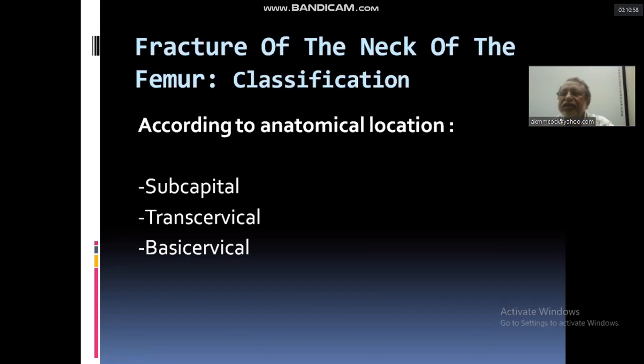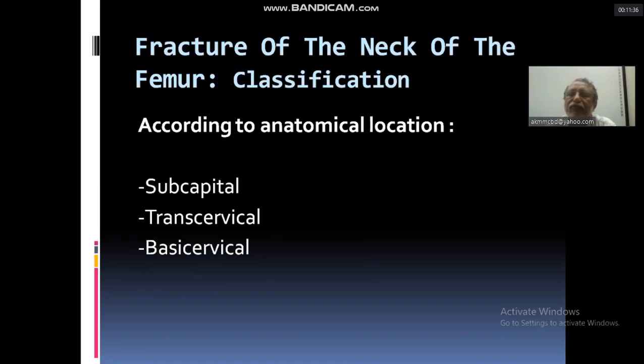Now, we can classify the fracture neck of the femur. Well, it is a bit detailed, but if you want to do well in your viva voce, the oral examination, the orthopedic surgeon may be interested to ask you the question, what are the types of fracture neck of the femur? So you can say, well, it will be classified grossly according to the anatomical position. It can be subcapital, transcervical or basicervical, or clinically it is more important.